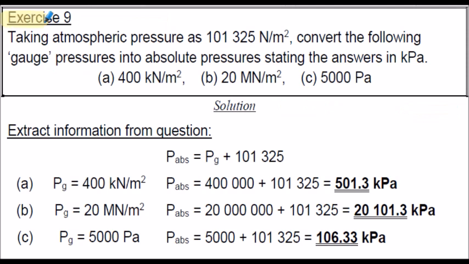So exercise 9, here's a solution. So parts A, B and C are solved using this equation where the absolute pressure is equal to the gauge pressure stated added to the atmospheric pressure given in the question. I'll let you review these solutions at your own pace.